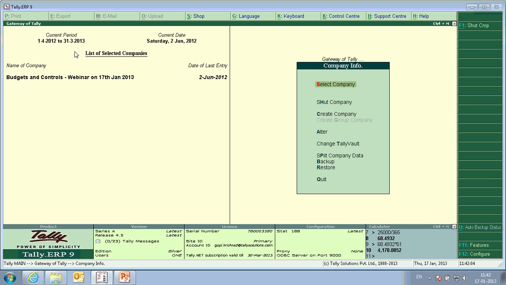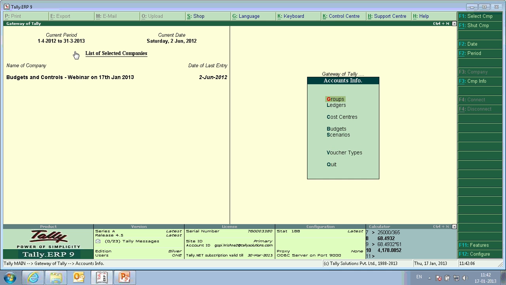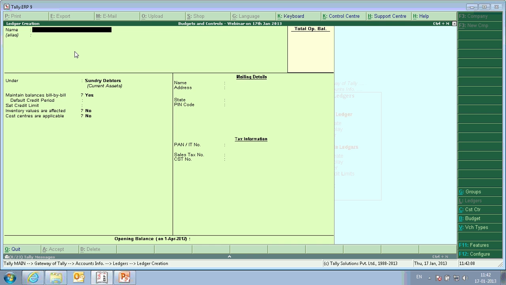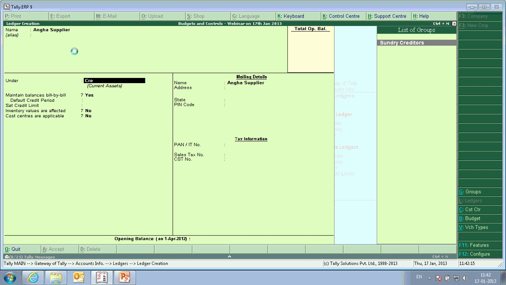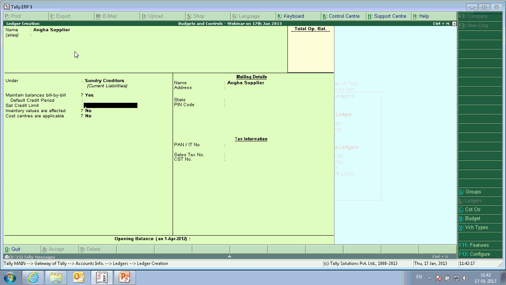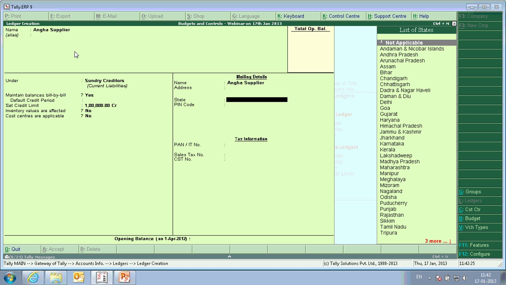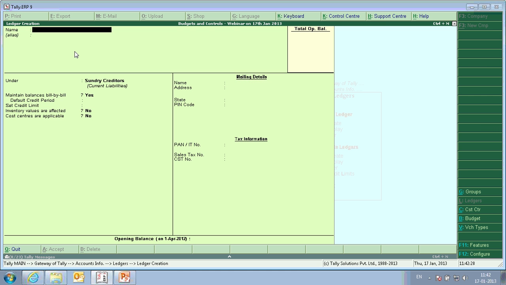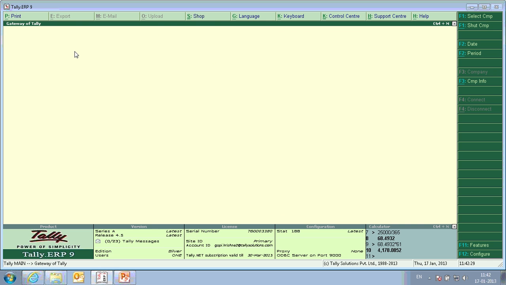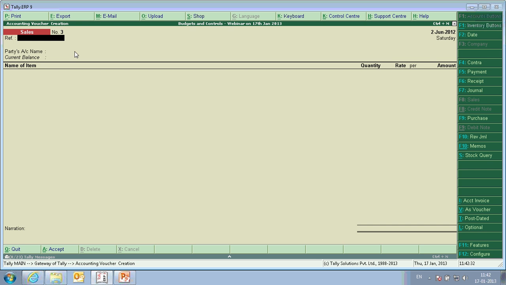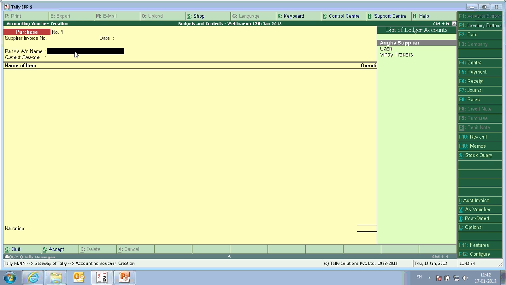Apex Anaga says, can we set it for creditors? Yes, we can do that. So you can go to create ledger. Now you can set a credit limit here also, Anaga. Whatever amount you want to have, you can set it for that. And the same thing will happen when you purchase. So it will show the credit limit. Clear?